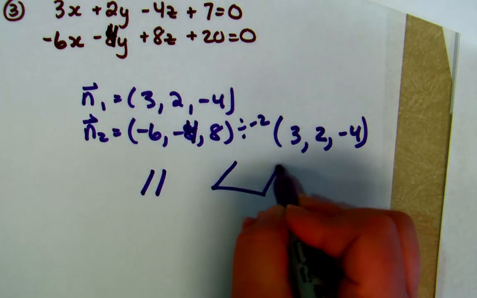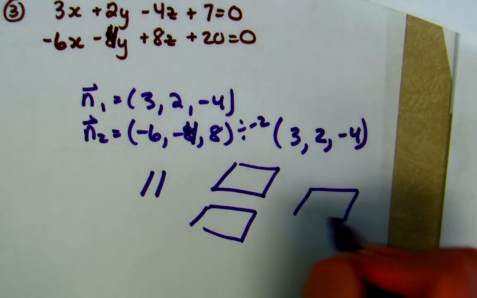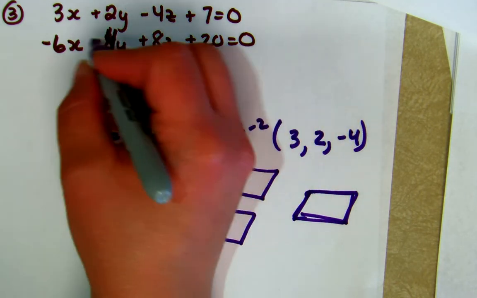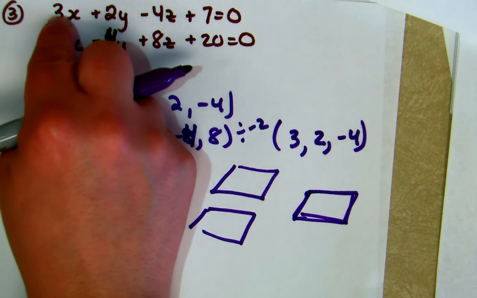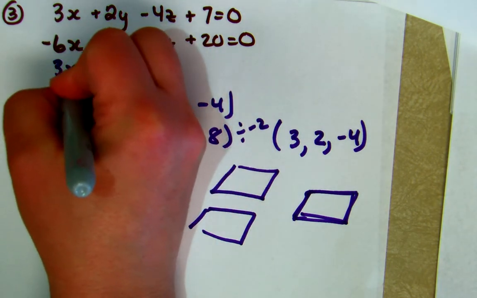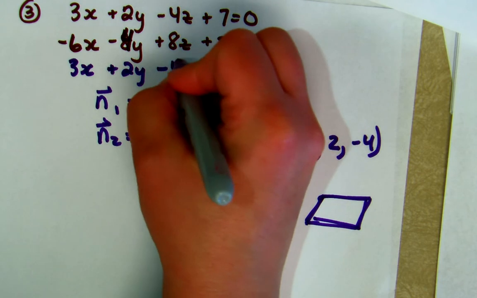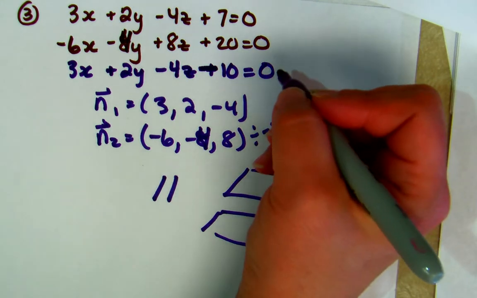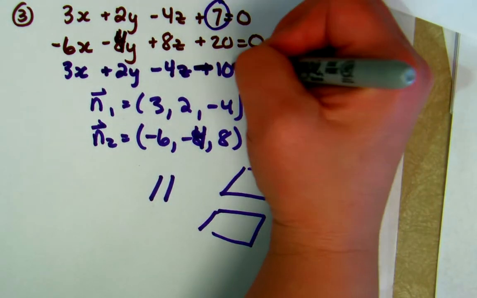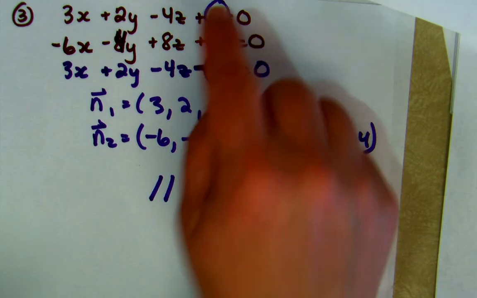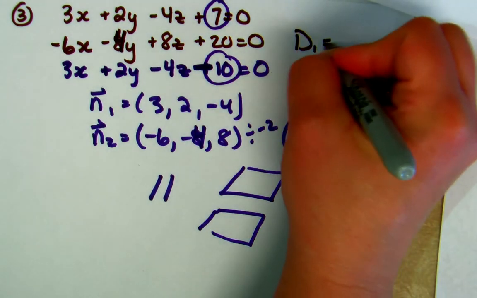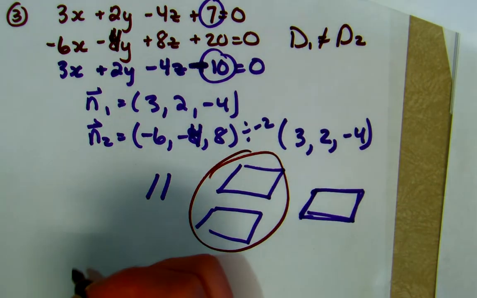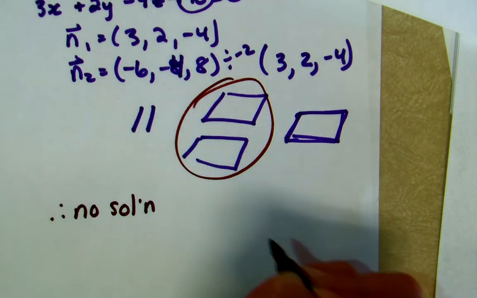So now I just have to figure out, are they parallel and distinct, or are they parallel and coincident? I'm going to do that by reducing this plane. So I can divide everything in this plane by negative 2, and I do that because I want to match the first term. So that's going to give me positive 3x, positive 2y, negative 4z, plus 10 equals 0, because I'm dividing by negative 2. So our normals are the same. What tells us if this is a distinct or the same plane is this last number. Our d's are not equal. So the d from plane 1 is not equal to the d from plane 2. Therefore, they are parallel and distinct, and there is no solution to this system.